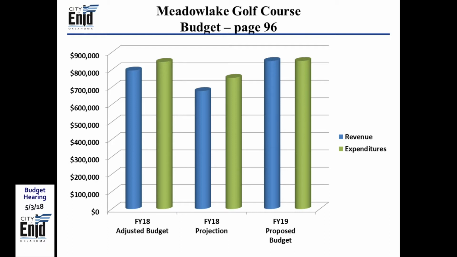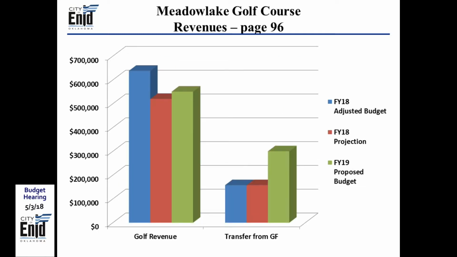And you can see we're actually coming in quite a bit lower on both revenue and expenses. Next year, we have a balanced budget proposed, and we'll go through the revenues and expenses and what's causing some of that. You can see I have it broken down here. I've grouped all the golf revenue versus the transfer from general fund.